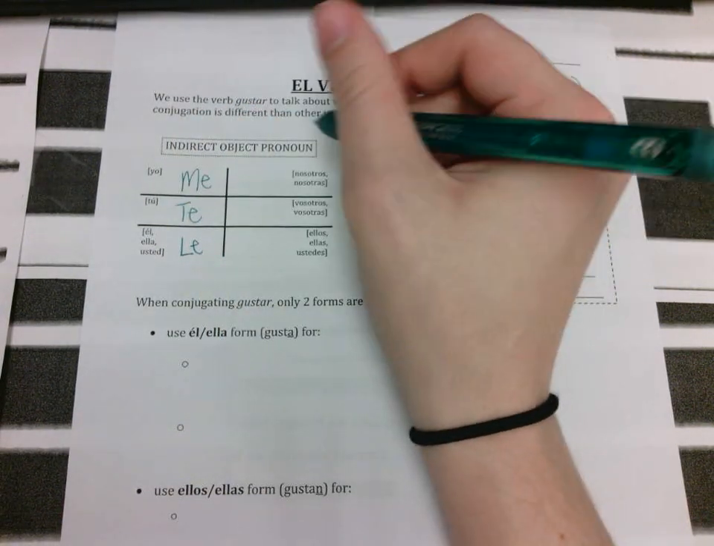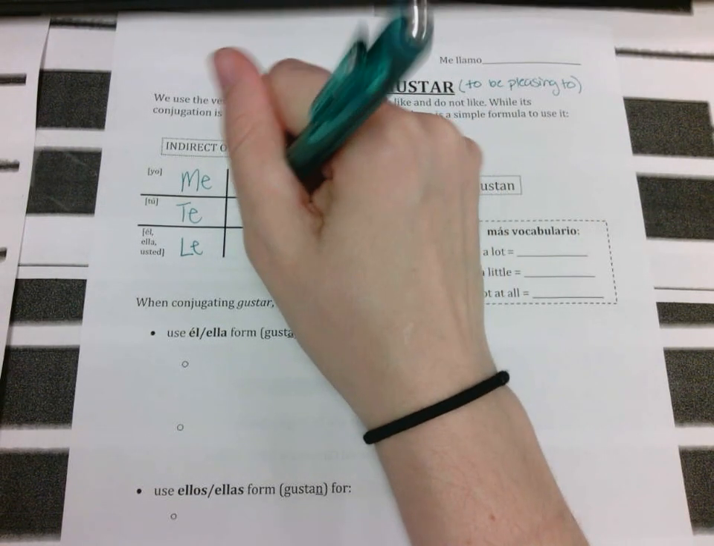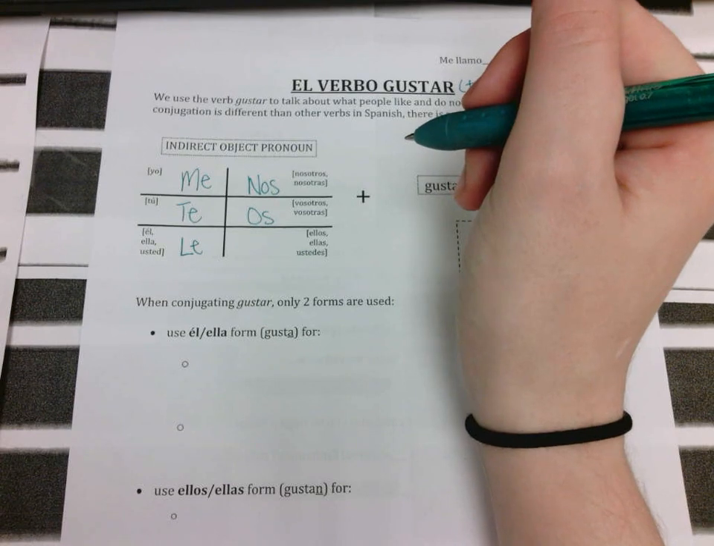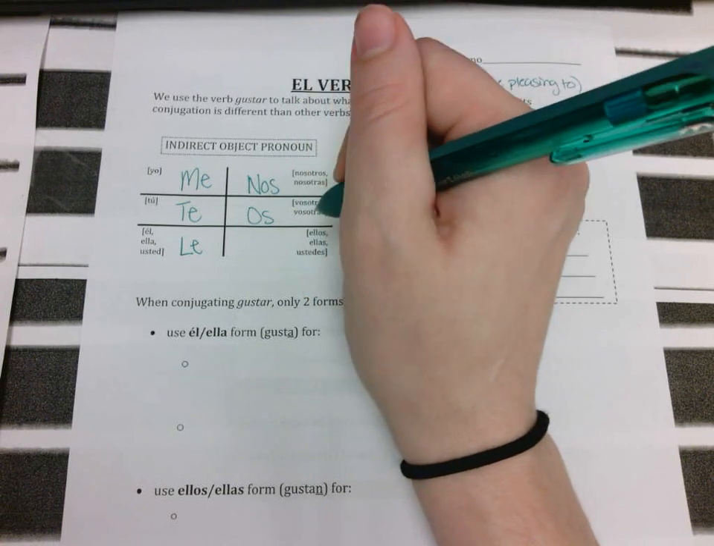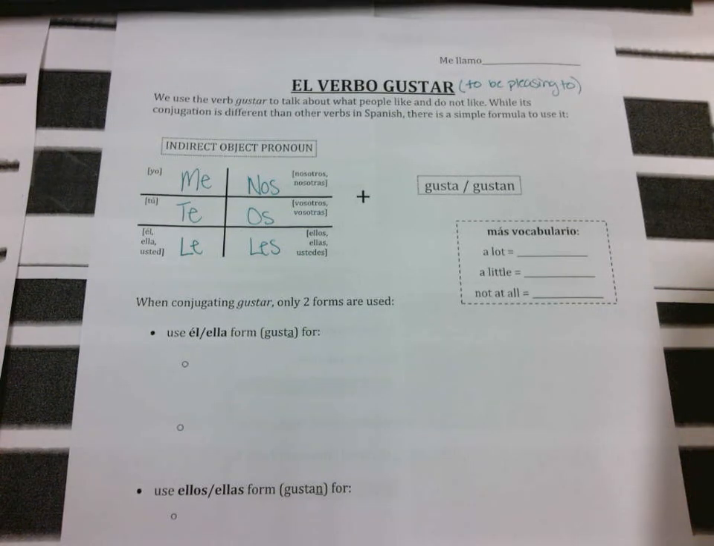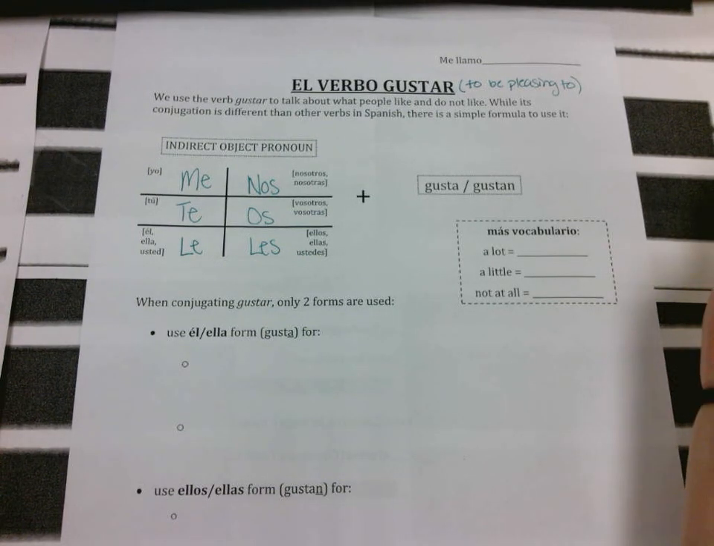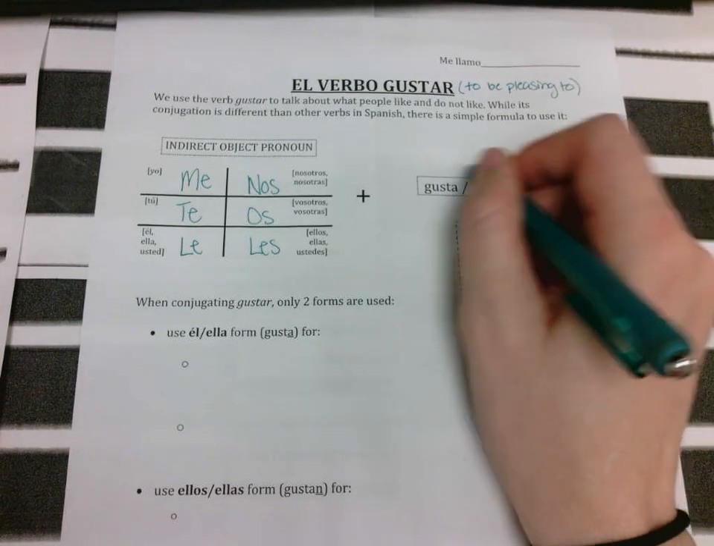If we like something, I say nos. Or in Spain, I say os for you all like something. And if I want to say that they like something, I say les. Alright, so me, te, le, nos, os, and les. Those are our indirect object pronouns that always come before gusta and gustan.